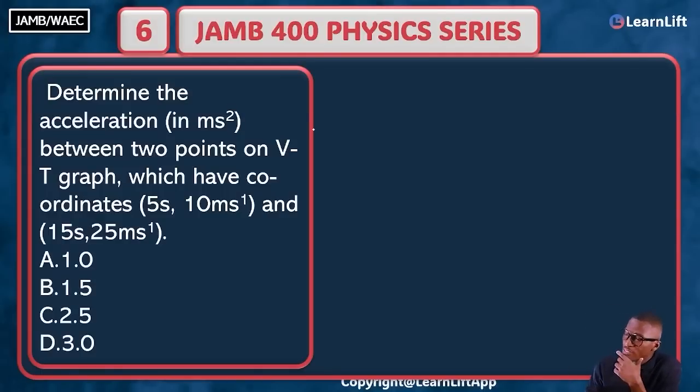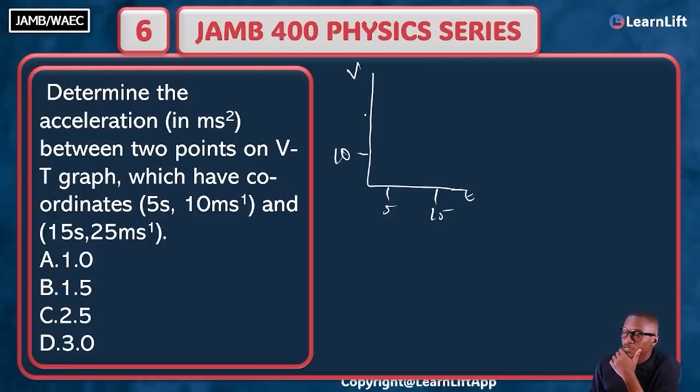Very simple. It's a graph, so let's plot that graph. This will be velocity and this will be time, right? The question says between 2 points. This is 5 seconds, and the other time is 15 here. So when it was 5, here is 10. And when it was 15, this place is 25.